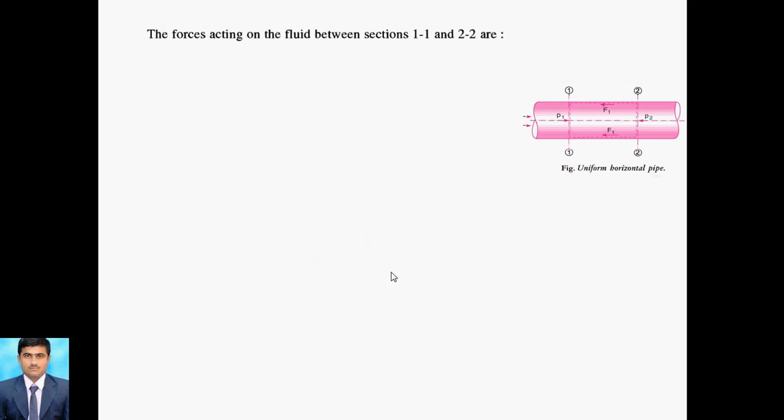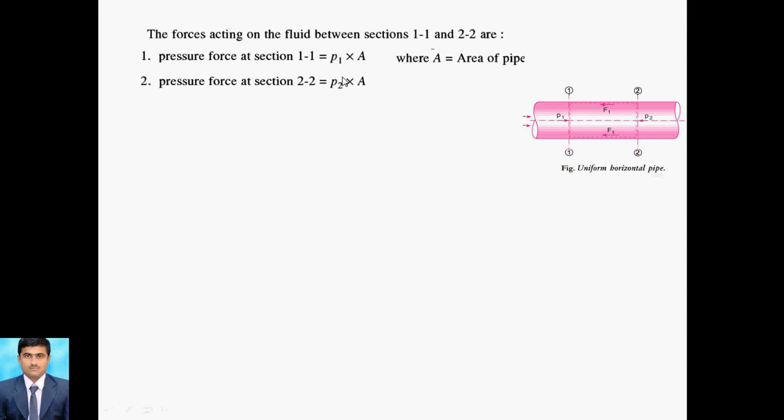Now we apply the forces acting at the pipe sections 1 and 2. For pressure force, pressure force means pressure into area. So at section 1 it is P1 into area. The area is the same because the pipe diameter is the same, so we write capital A instead of A1. So P1A. Similarly for the pressure force at section 2, the diameter is also the same, so instead of A2 we write A, and the force is P2 into A.